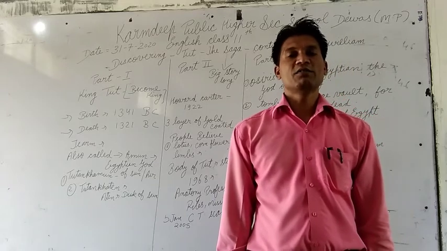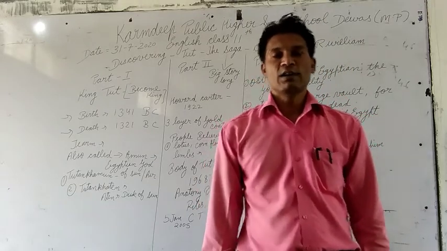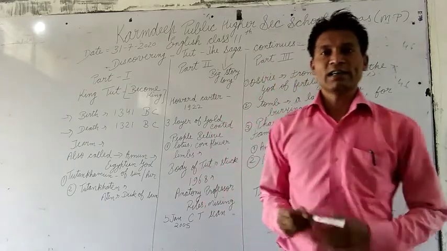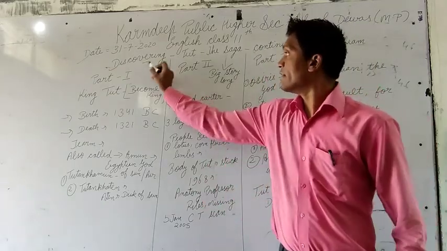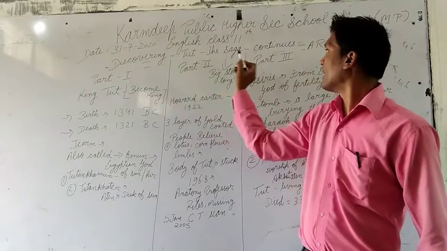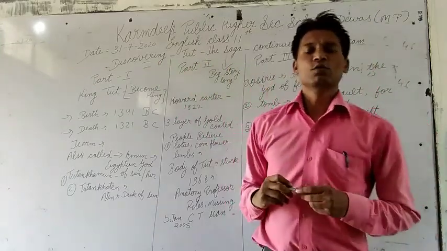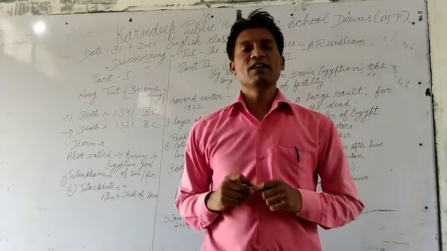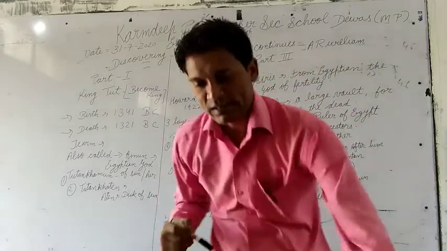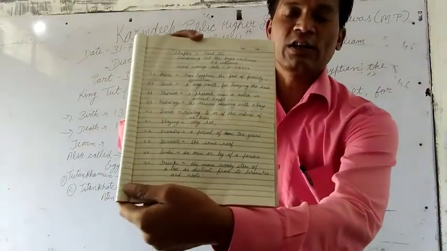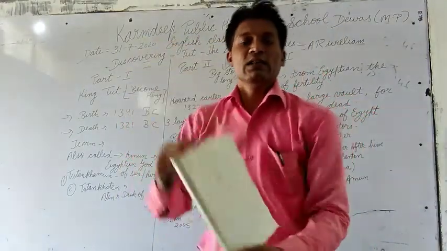Yesterday we started a new chapter, the introduction part. The name of that chapter is Discovering Truth, the Saga Continues. I have explained it and given you 45 word meanings. See here, this is the collection of 45 word meanings.